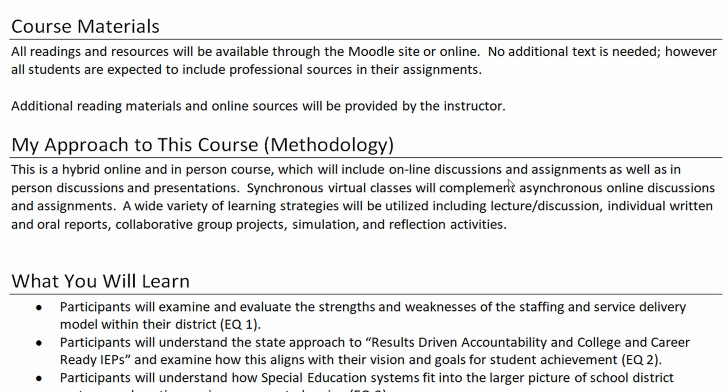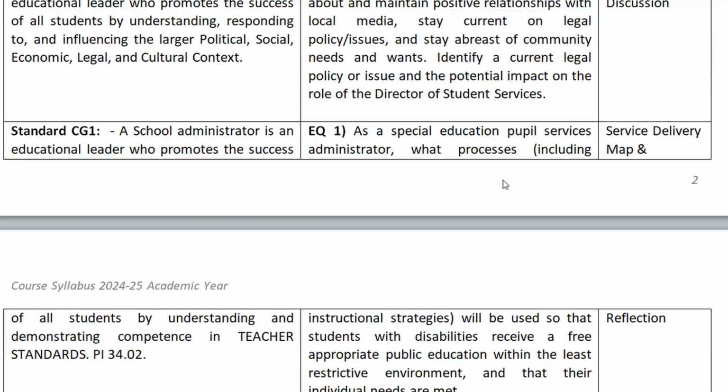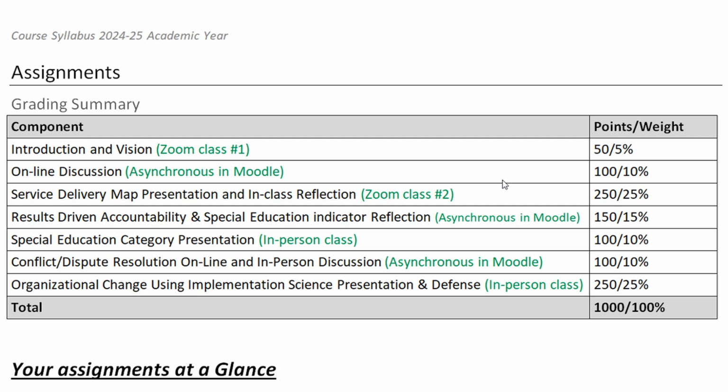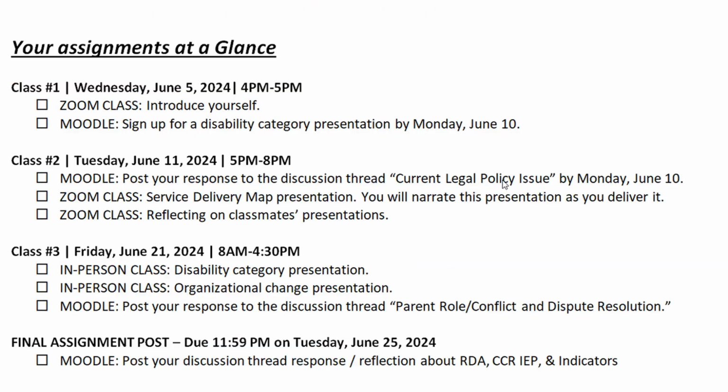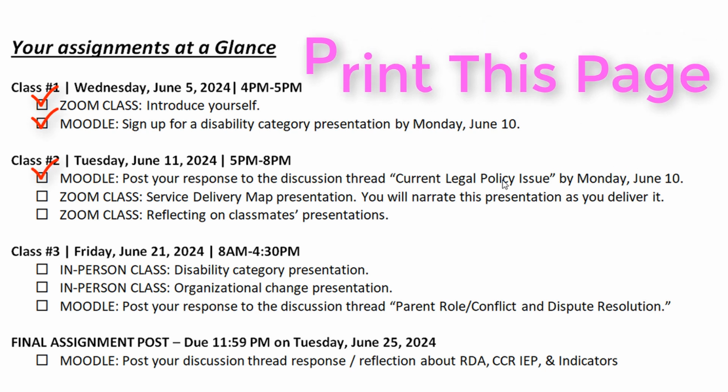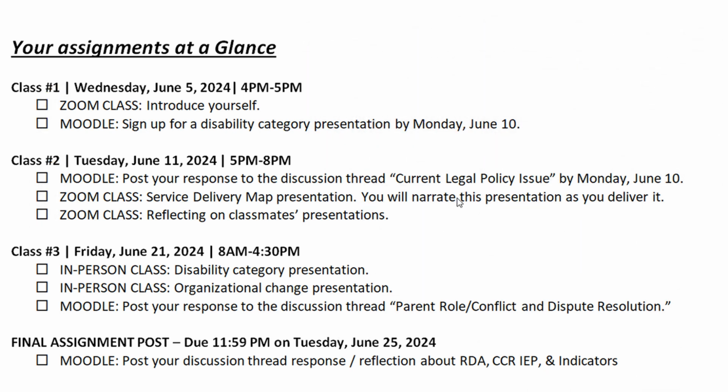Course materials, you do not need to purchase any materials for this course. As we continue, we have our standards, and we move down to assignments. You can see all of the assignments, and then in green, how you will achieve those assignments. I suggest that you print this, your assignments at a glance page, and then just go down and check every box as we work our way through class. There's a lot going on in a short amount of time, and it's easy to overlook things, but if you follow this, you will be just fine.